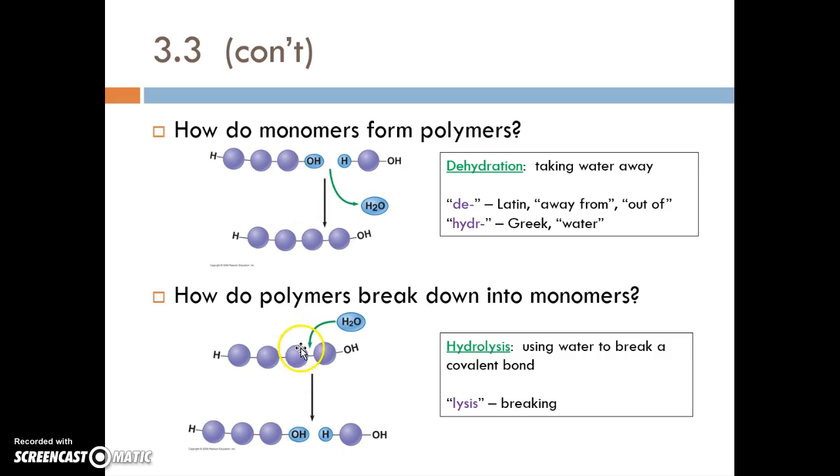These two reactions usually are done with an enzyme. And an enzyme will either build things up or break things down. And we're going to talk about enzymes probably in our next unit. So don't get nervous if you don't really know what an enzyme is. Great.